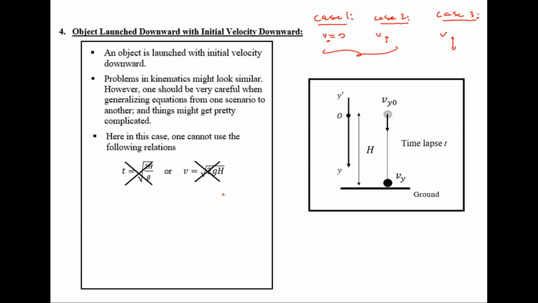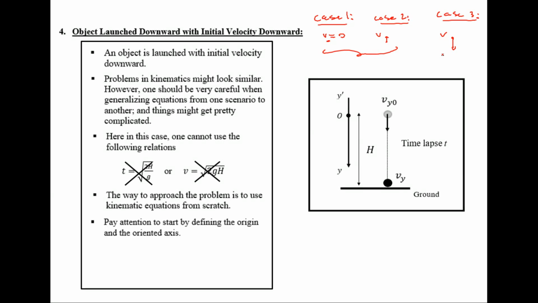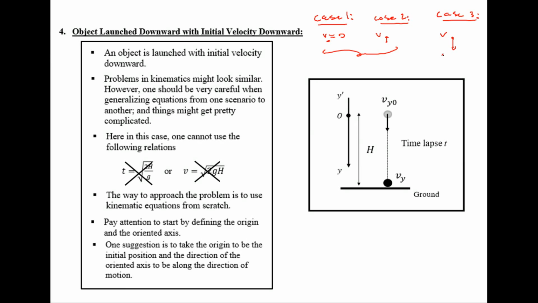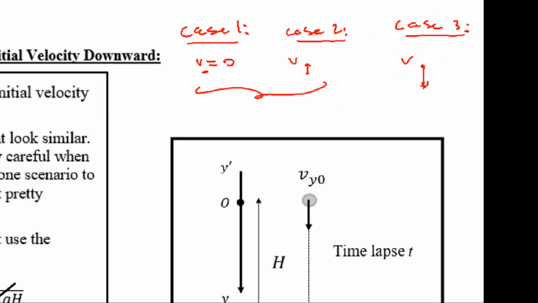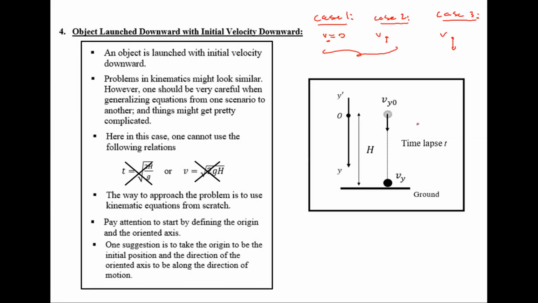Although it's a free fall problem, it's neither case 1 nor case 2, because we're giving the object initial velocity downward. It's not dropped from rest or launched upward. The way to approach the problem is to use kinematic equations from scratch. Pay attention to start by defining the origin and the oriented axis. For example, here in case 3, because the motion is downward, it's better to introduce the y-axis to be downward, as I have done here.